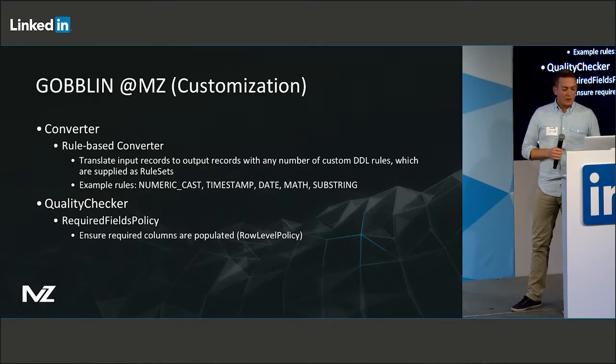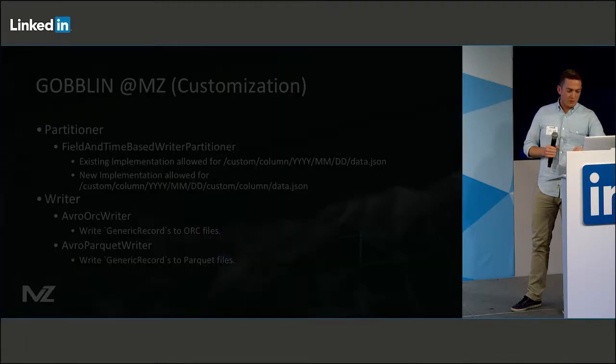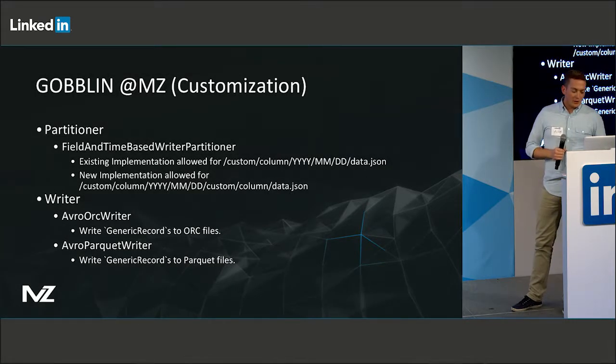For quality checking, we implemented a required fields policy, which basically checks to make sure that there are certain fields in the destination records. It's a row-level policy. So yeah, that's some other things we did.